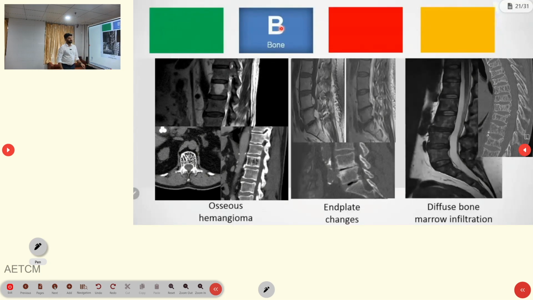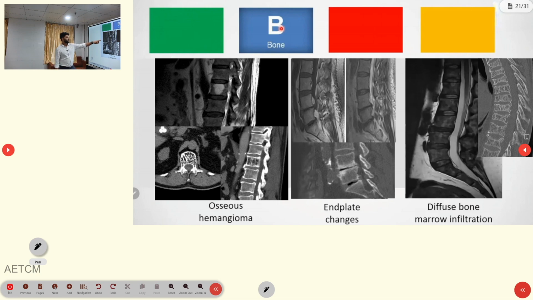Now going to the bone. These are the ABCDs I am explaining: alignment, bone, cord, and degenerative changes. Coming to the bone, you have to look for specific lesions like osseous hemangiomas. Usually in hemangiomas, the CT will show a polka dot appearance in the axial sections, and the sagittal and coronal sections of CT will show a jail bar appearance. It's like vessels and lucent areas.